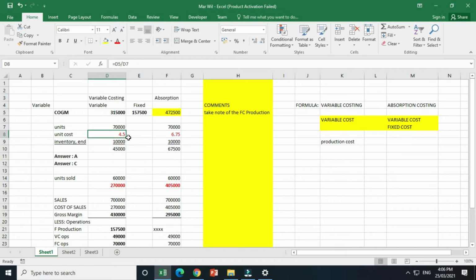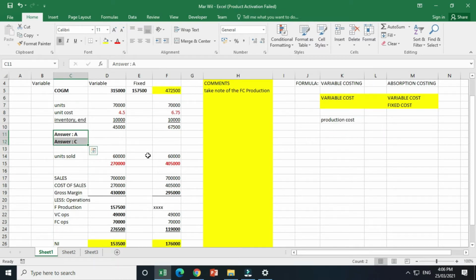So now that we have that, we multiply that with the remaining inventory, because the question is finished goods or the remaining inventory. So we merely provide cost for it by multiplying that with the unit cost. 4.5 times 10,000 is 45,000, and 6.75 times 10,000 is 67,500. That's why the answer is A for number 1, and C for number 2.